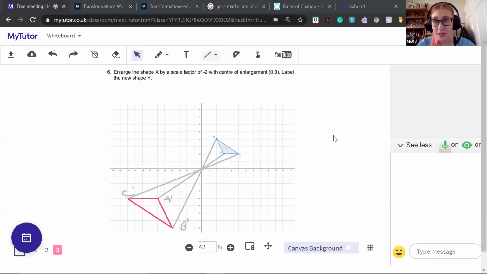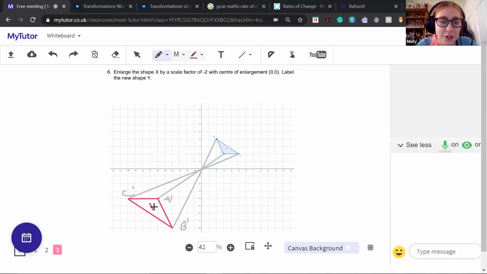Cool. So that's pretty much all there is to enlargement. We've done negative, fractions, and normal enlargement, and from lots of different points. I also realized this said label the new shape Y. You've always got to read all of the instructions. Don't want to be hypocritical.